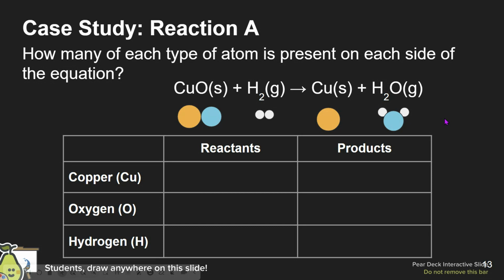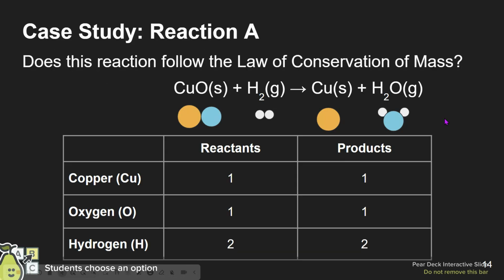So now let's go through how many of each type of atom is present on each side of the equation. Hopefully you came up with 1 copper on the reactant side, 1 oxygen and 2 hydrogen atoms. And so that's just staying on the left side of the arrow, doing some simple accounting, how many coppers, how many oxygens, how many hydrogens. And then you do the same exercise for the right side of the arrow. These are our products. We see just 1 copper, we see 1 oxygen, and 2 hydrogens.